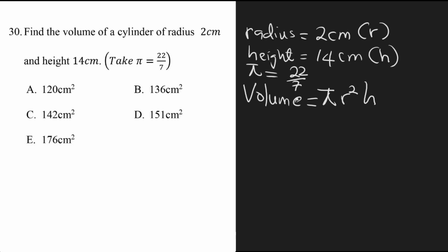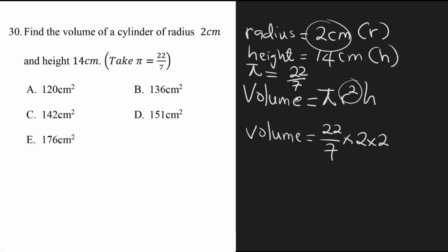Can you see? So let's substitute it into the equation. Volume is equal to, what is our pi? 22 over 7 times, what is our r? We have 2 as the radius. So we are going to have 2 times 2 again, since r is squared. So times our h, which is our height, 14. So you can balance one with 1, and balance with 1.